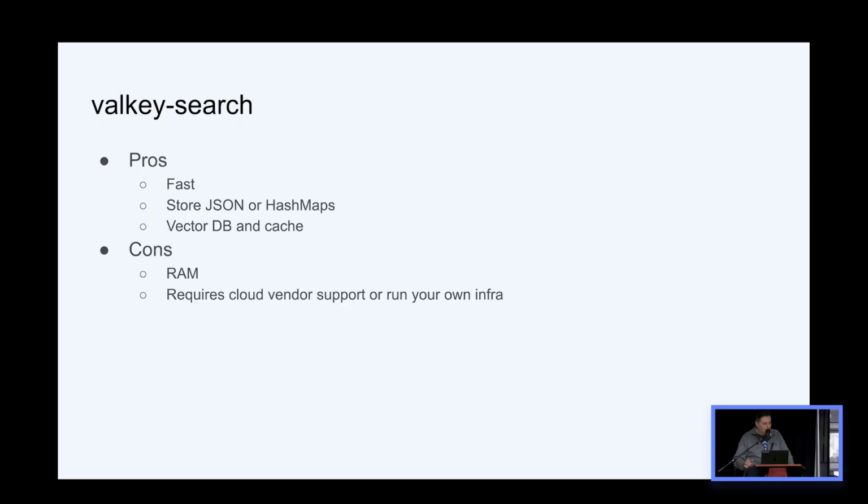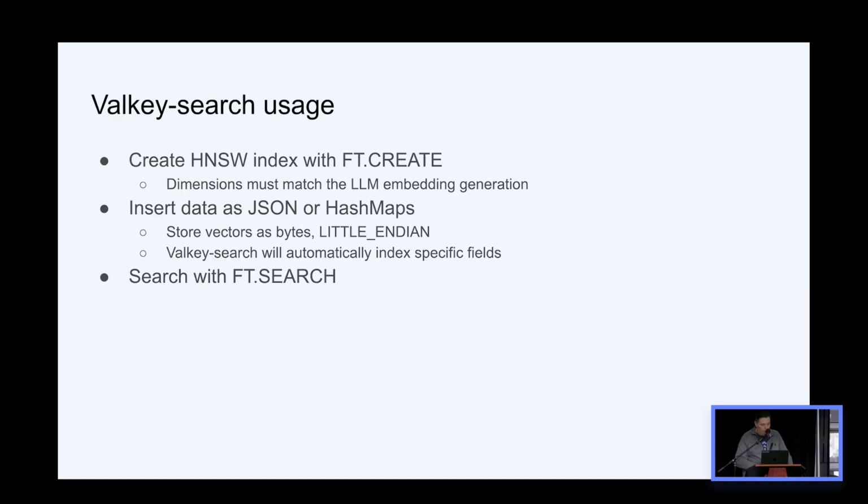All right, so valkey-search. What you have to do is use either JSON or hash map data structures, and you have to have a vendor that supports it. So for example, at OCI, we support Valkey 8 with valkey-search. Other cloud vendors also support it. Or if you want to just run your own infra, start up Valkey and just upload the valkey-search module in there. You will create indexes, and then you'll be able to perform searches against them.